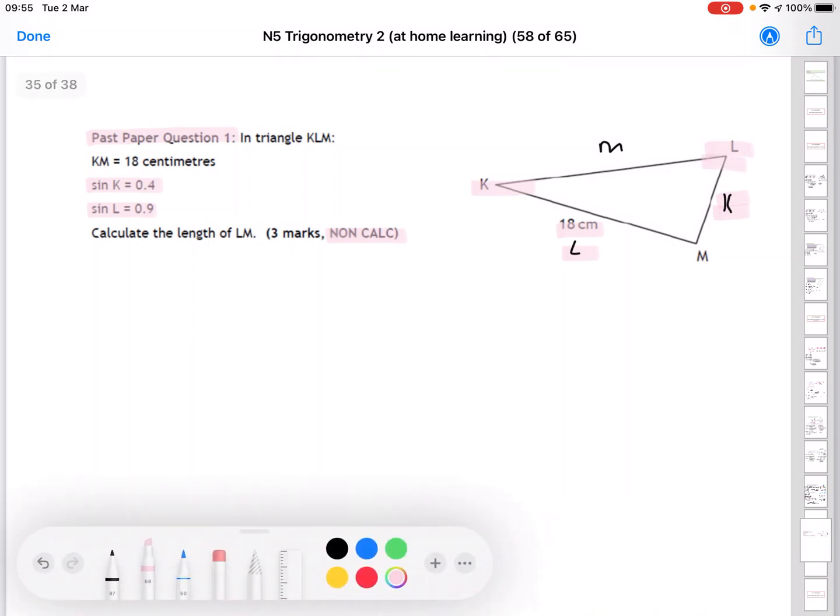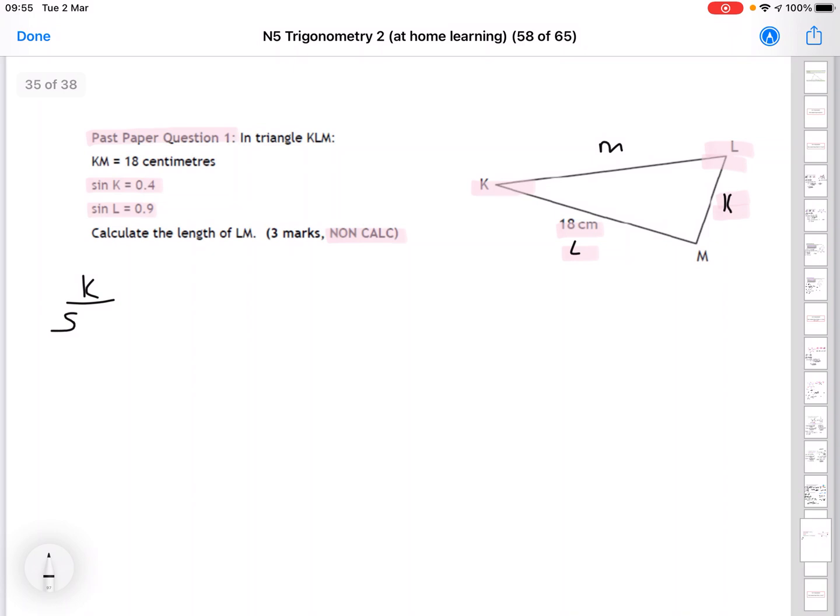So obviously, because the question is telling us sine of K and sine of L, it's going to be our sine rule that we use because that's the function that we've got in that information. And it's K and L that we have the two pairs, the angle and side matching pairs. So we're going to set this up as k over sine K equals l over sine L.